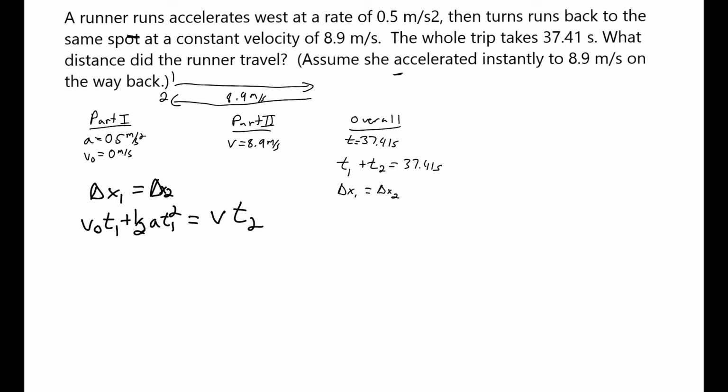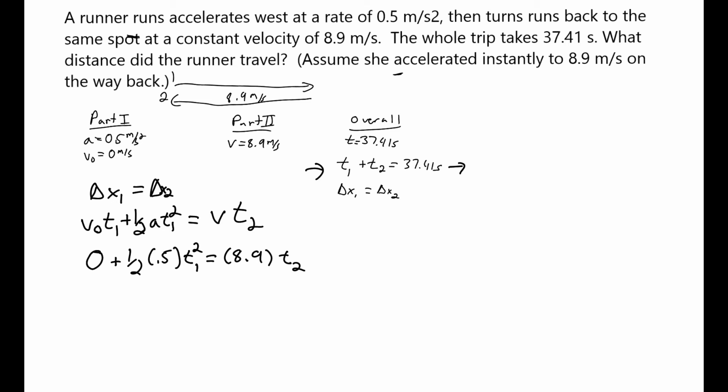So let's plug some numbers in. We get 0 for that whole thing, plus 1/2 times 0.5 times t1 squared equals 8.9 times t2. So we have two unknowns here, but we have this lovely equation that has both of them. Do we want to solve for t1 or t2? Doesn't really matter. Let's solve this equation in terms of t1, so we don't have to square what we solve for.